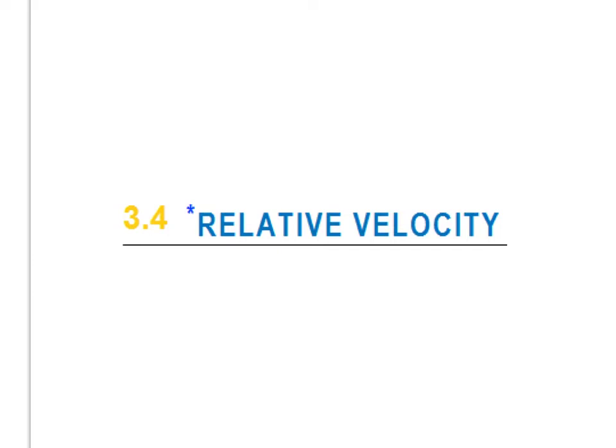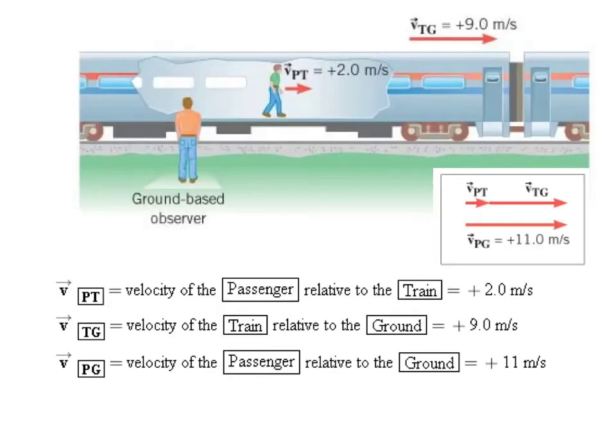Today's topic is relative velocity. So here you are. You're on a train, and the train is going 9 meters per second. And this is you in the green shirt. And you're walking forward on the train at a velocity of 2 meters per second.